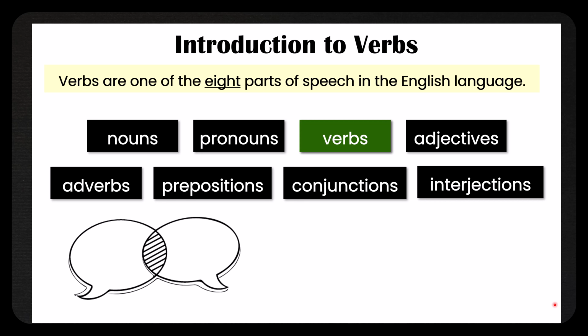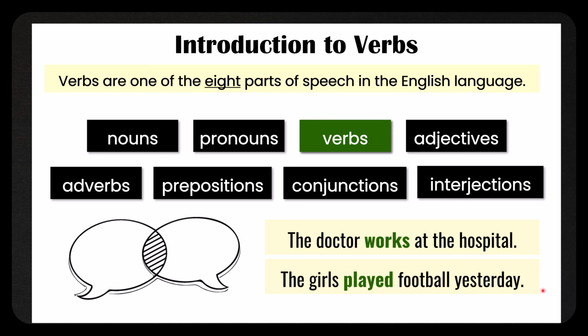But today, we're going to talk about verbs, in particular, main verbs and auxiliary verbs. And a verb is a word used to describe an action, state, or occurrence in a sentence. For example, the doctor works at the hospital. Works is the verb. It is telling us what the doctor is doing. The girls played football yesterday. Played is the verb. Again, it describes the action in the sentence.